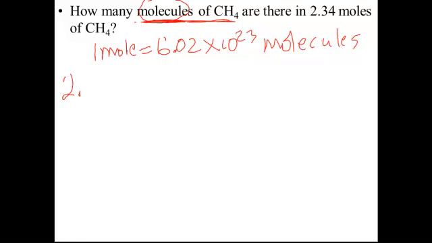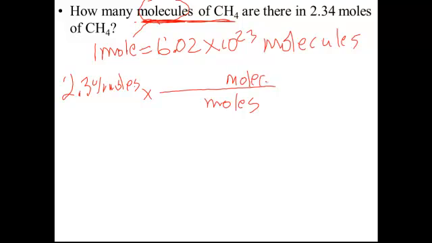So if we have 2.34 moles, and in this case we have moles on the top, so we want to cancel moles, so that's going to go on the bottom. And on top they're asking us about molecules. And we can't abbreviate molecules because then it'll look like moles. So we have to write out molecules. So we're going to have our conversion, 1 mole on the bottom, and then on top our 6.02 times 10 to the 23rd molecules.